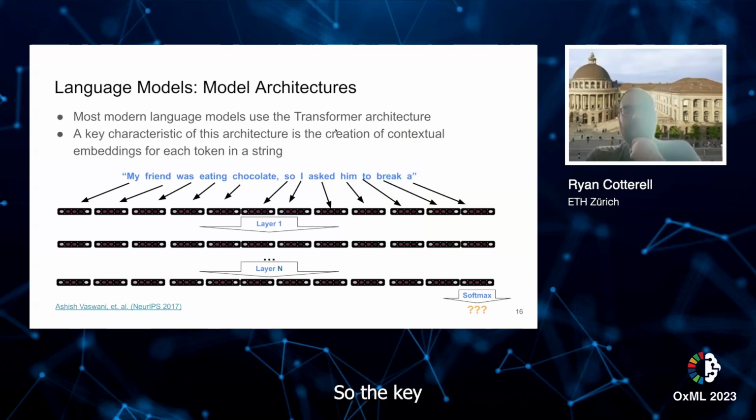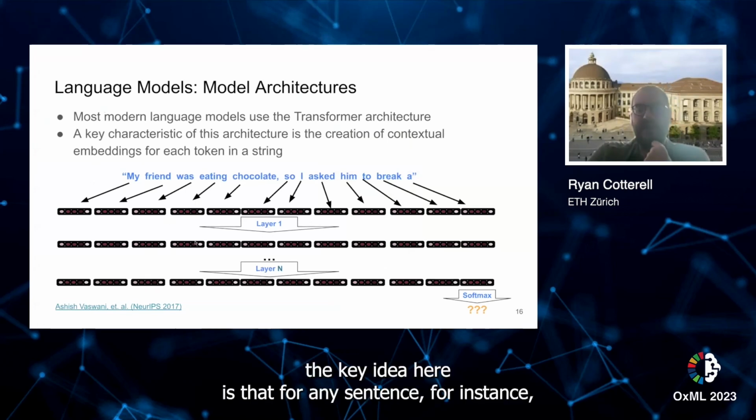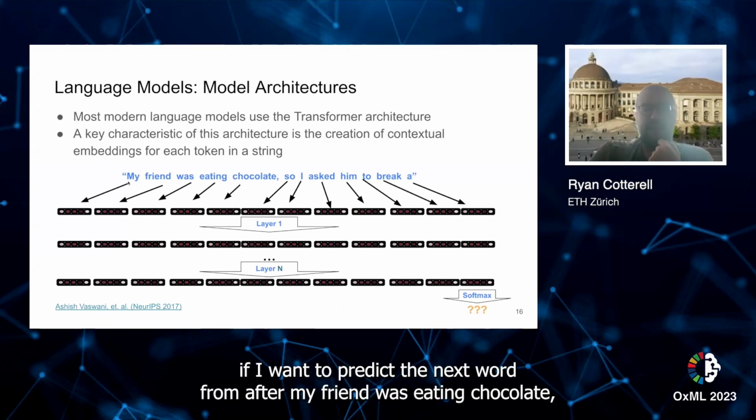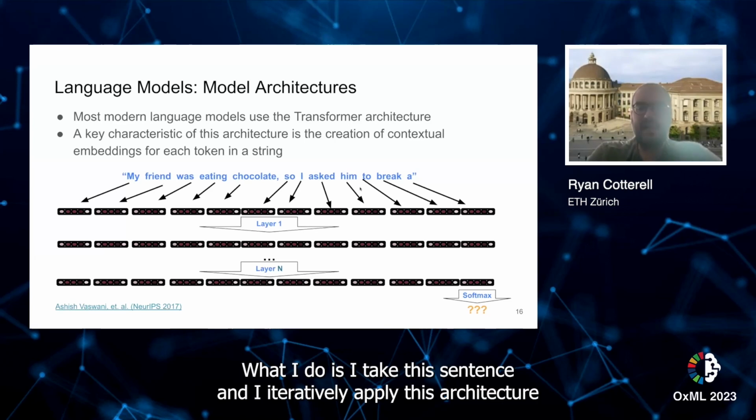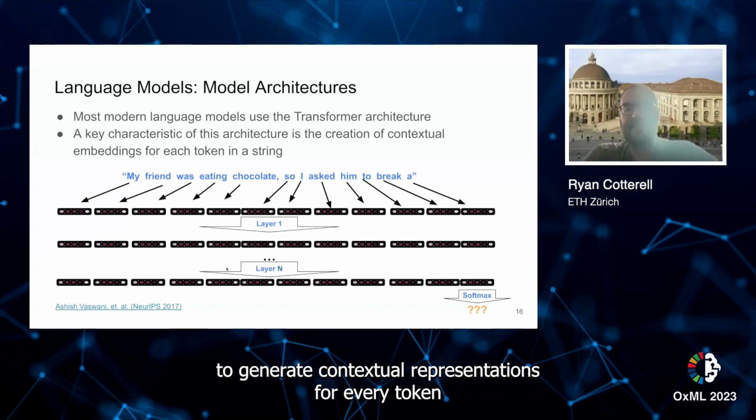The key idea here is that for any sentence, for instance, if I want to predict the next word after "my friend was eating chocolate, so I asked him to break a blank," what I do is take this sentence and iteratively apply this architecture to generate contextual representations for every token in the string.